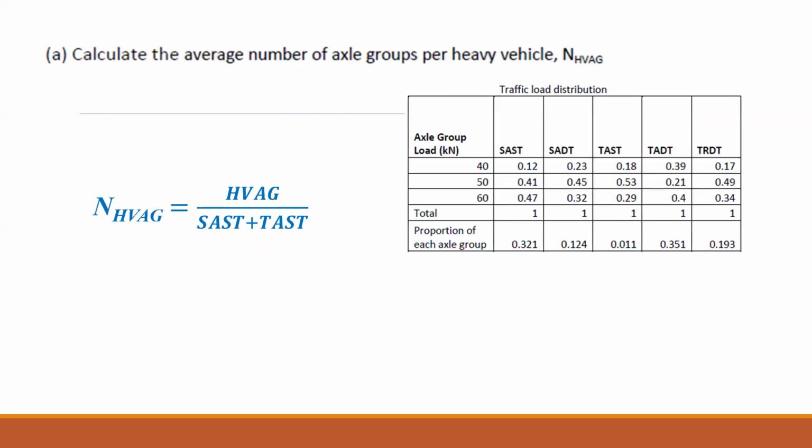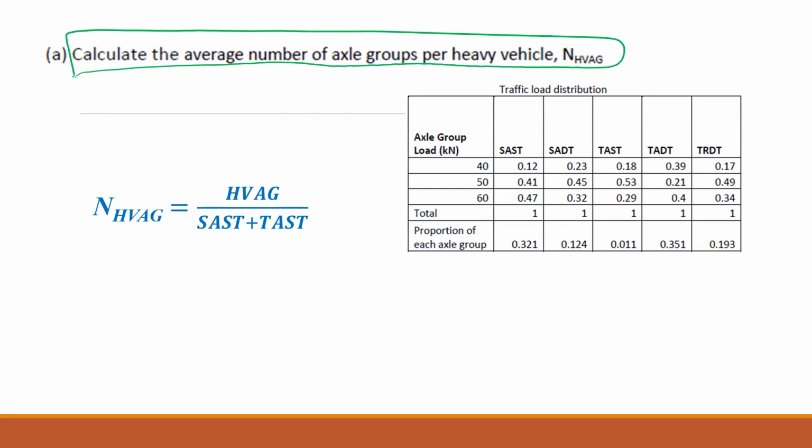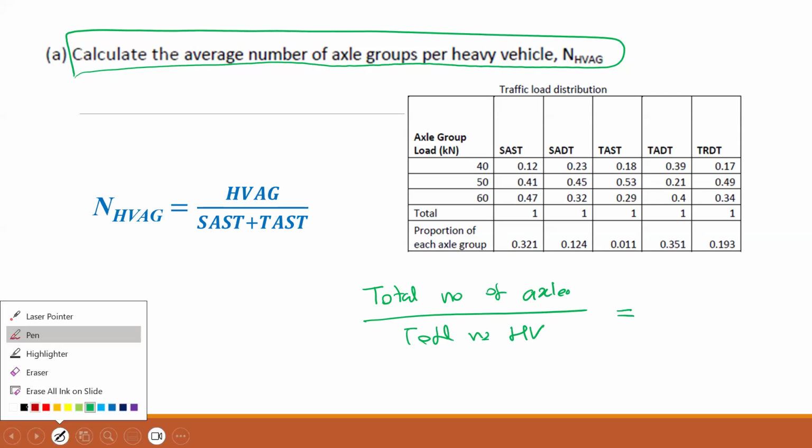Okay, now in the first one, they are asking us to find the average number of axles per heavy vehicle. If you know the total number of axles, and if you divide by the total number of heavy vehicles, can't we find per heavy vehicle how many axles there are? If you divide the total number of axles by the number of vehicles, we get per vehicle how many axles there are. Am I right? So do we know the total number of axles?